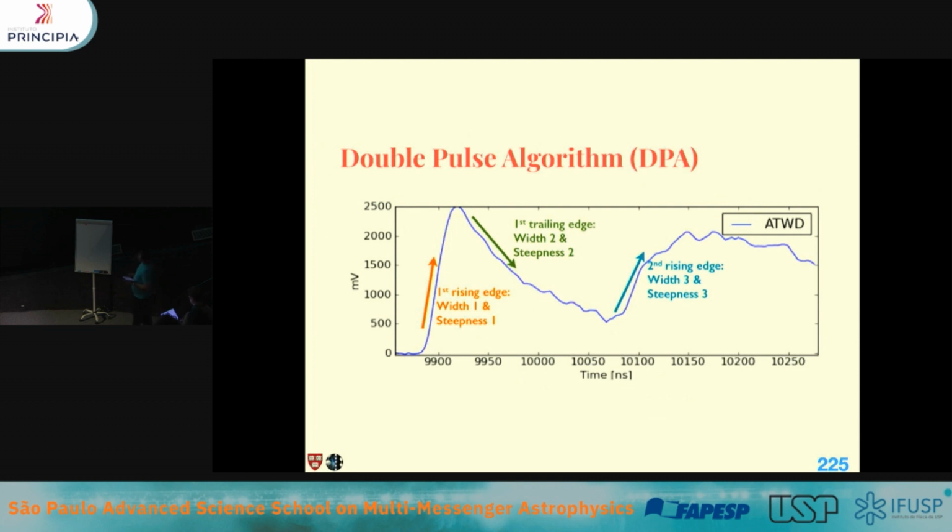Okay, so our double pulse algorithm essentially tries to find these three edges. So we find a first rising edge, a trailing second edge, and this, and we adjust the width and steepness to try to reduce backgrounds.